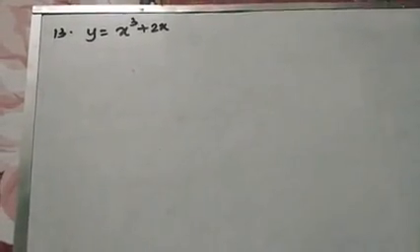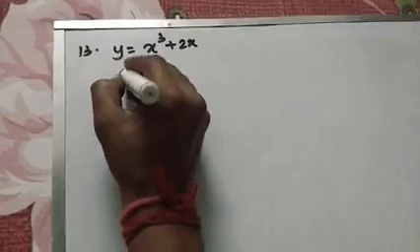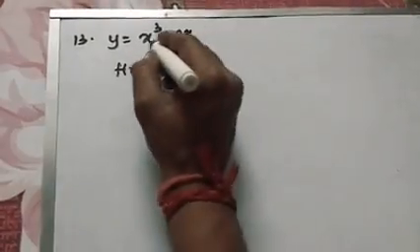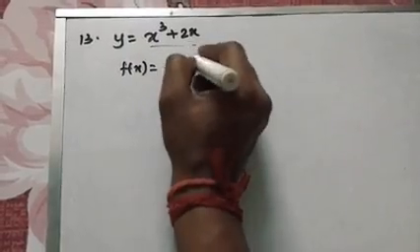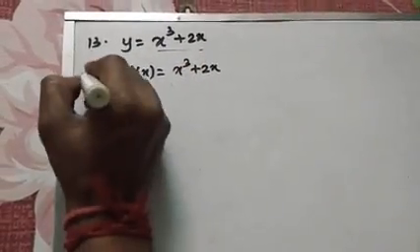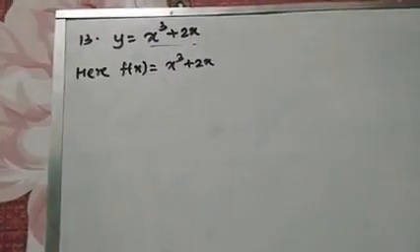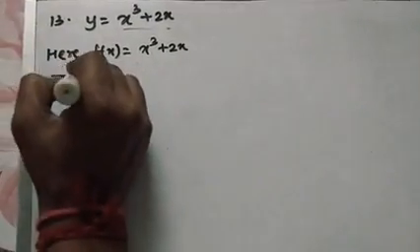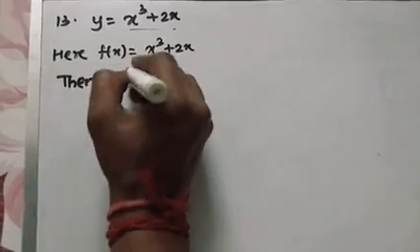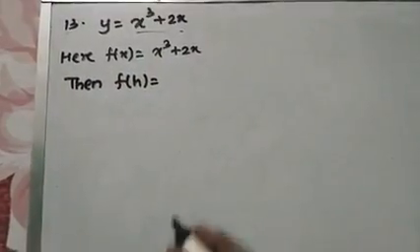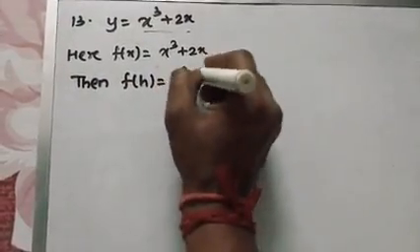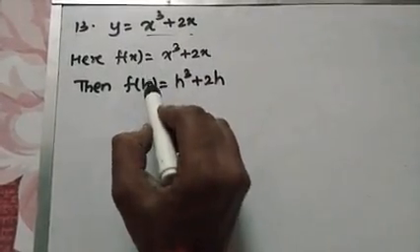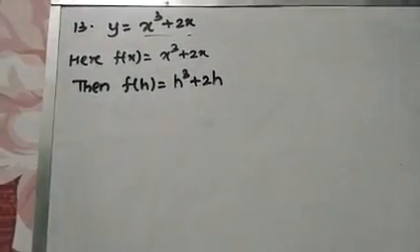So in a similar way, what is the f of x here? We know that the right hand side is f of x, x cube plus 2x. So here f of x is x cube plus 2x. So then what will be your f of h? h cube plus 2h, which is simple, just in place of x it is replaced by h.